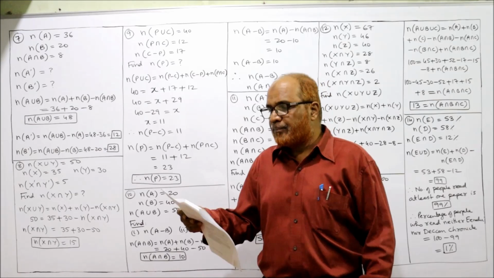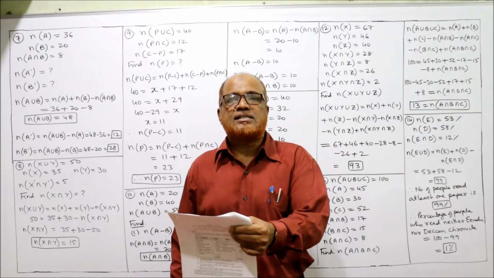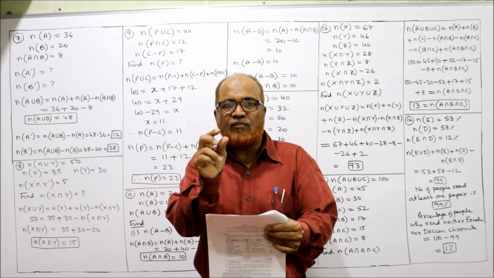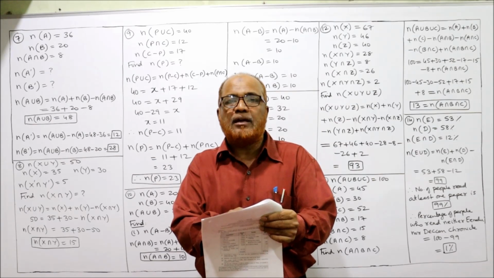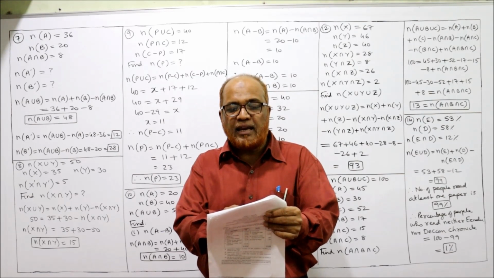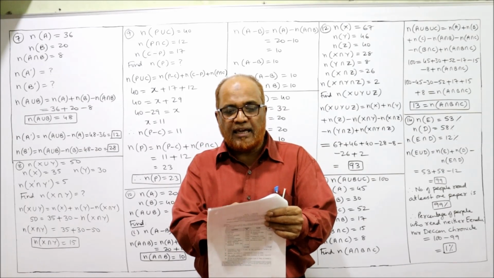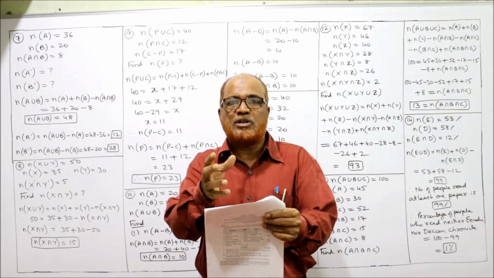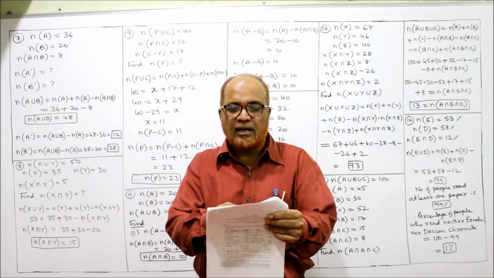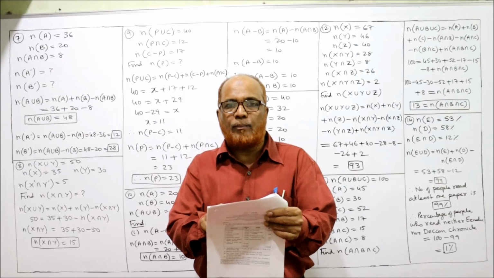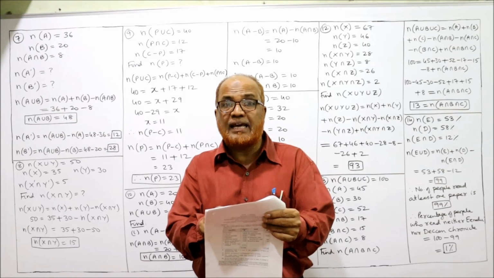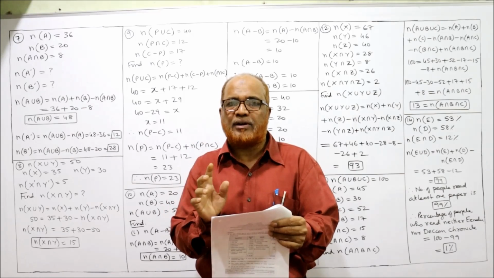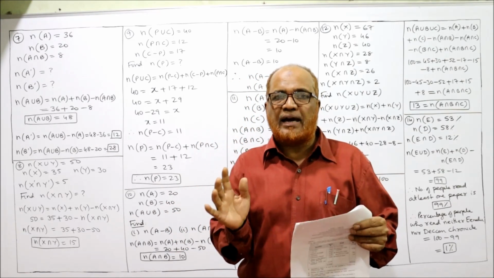Now see the 7th problem. Given n(A) is equal to 36. n(A) stands for number of elements in set A, 36. n(B), number of elements in set B, 20. n(A intersection B) is equal to 8. That means common elements. The common elements between A set and B set are 8. Find n(A complement). That means number of elements in A complement. And n(B complement) means number of elements in B complement. That's what we have to find out. Number of elements we have to find out.